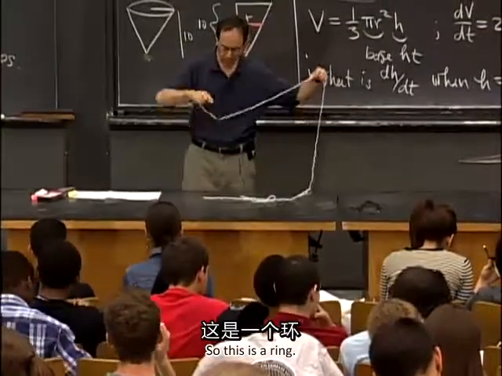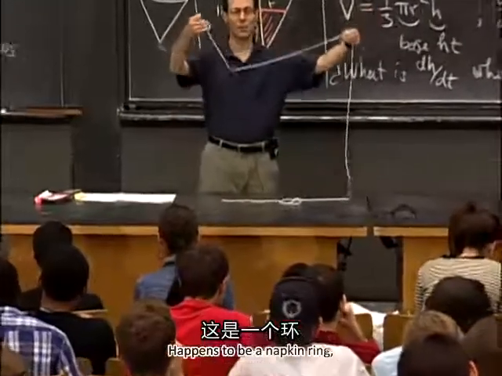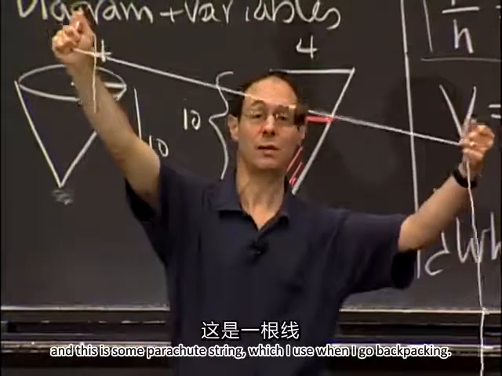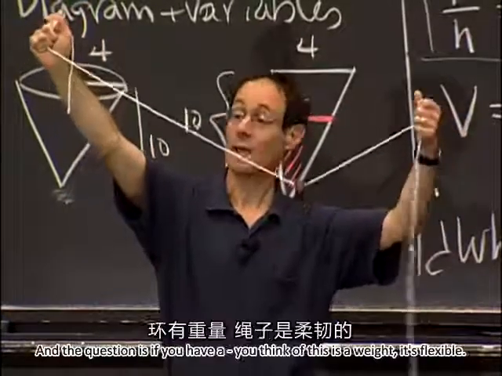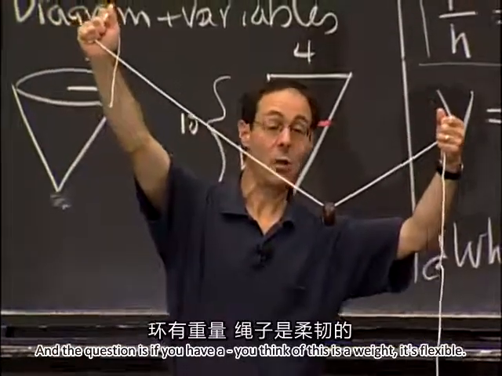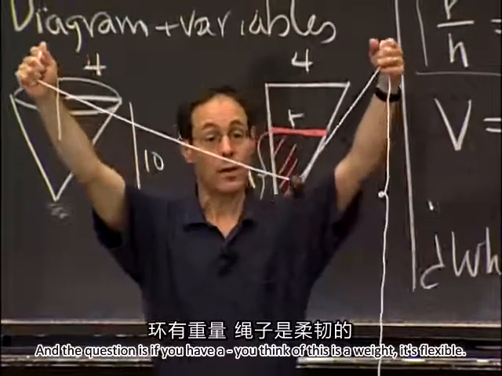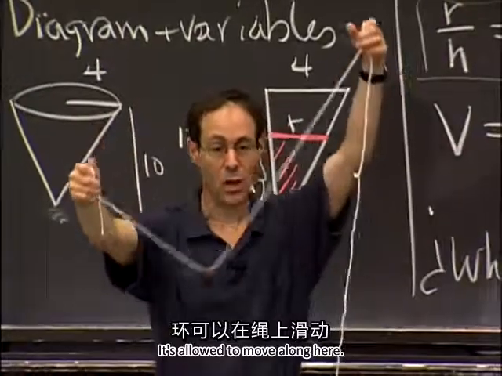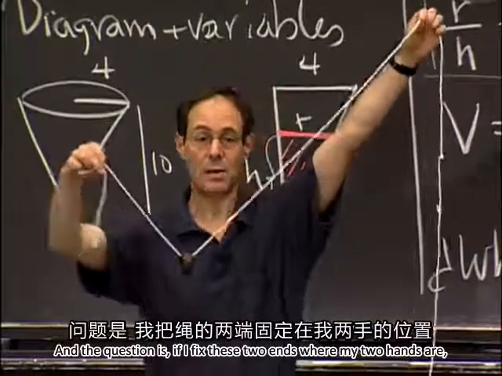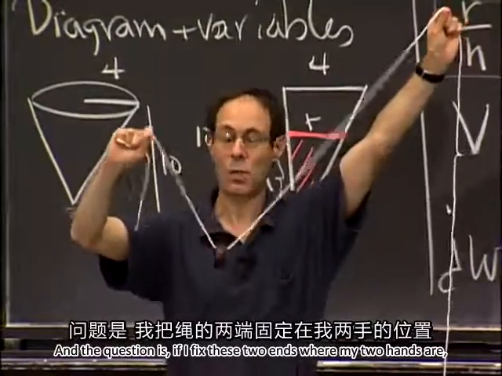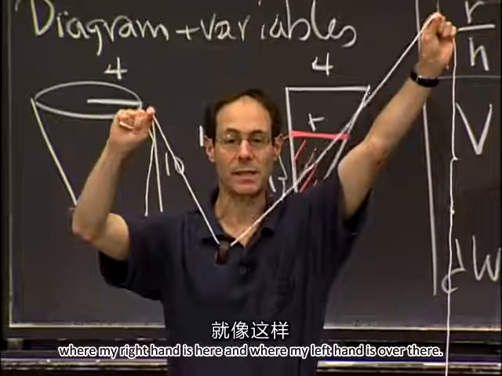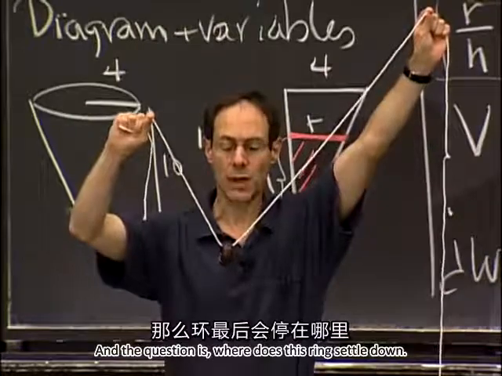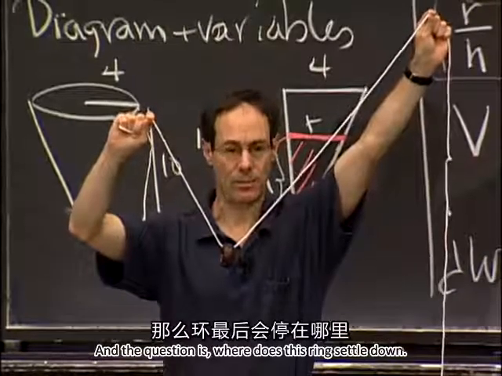So this is a ring. Happens to be a napkin ring, and this is some parachute string, which I use when I go backpacking. And the question is, if you think of this as a weight, it's flexible, it's allowed to move along here. And the question is, if I fix these two ends where my two hands are, where my right hand is here and where my left hand is over there, then the question is, where does this ring settle down?